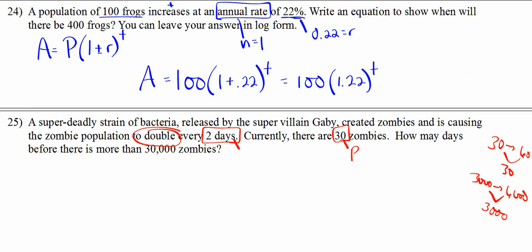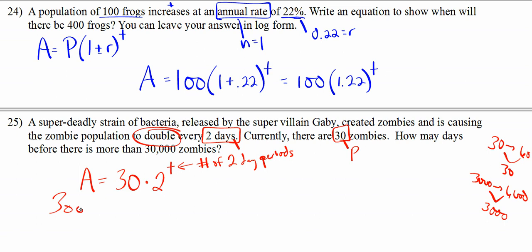But this is bacterial. Anyways, the amount of zombies we have is equal to 30 zombies right now, times what's our growth rate, we're doubling, and how often we're doubling, every 2 days. So this is the number of 2-day periods. There's another way we could modify this equation to get the actual number of days, but I think this is probably the best way to go about it. And then we want to know, when are there going to be more than 30,000 zombies?